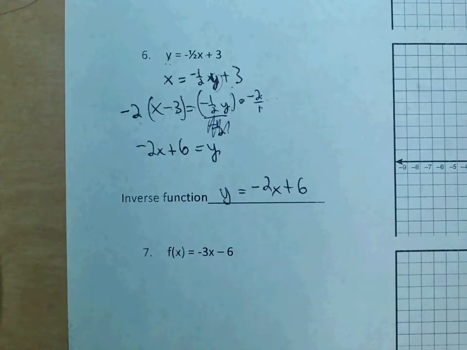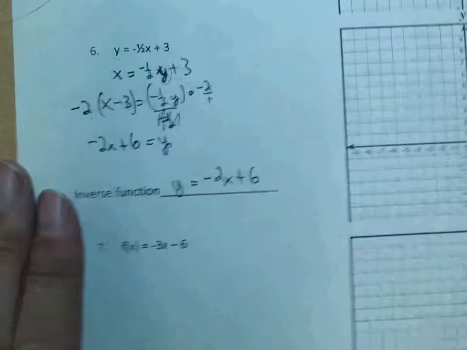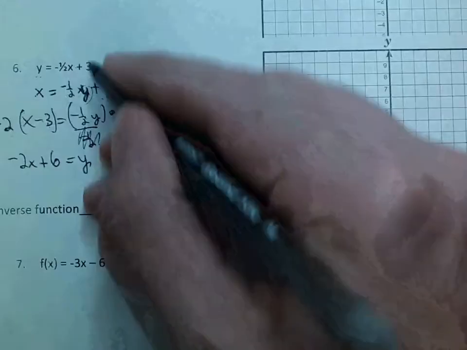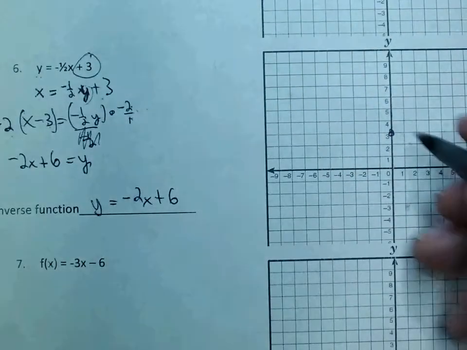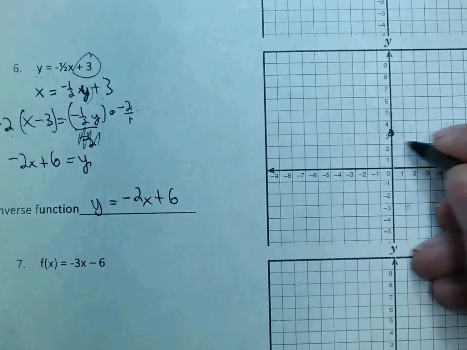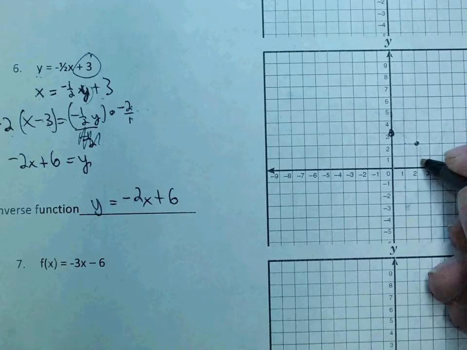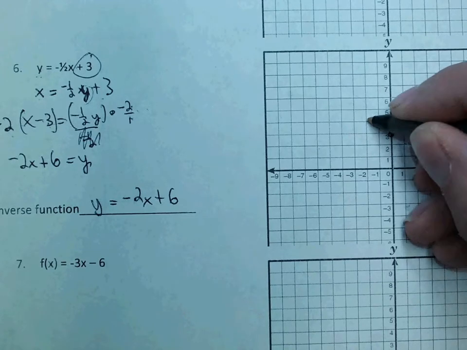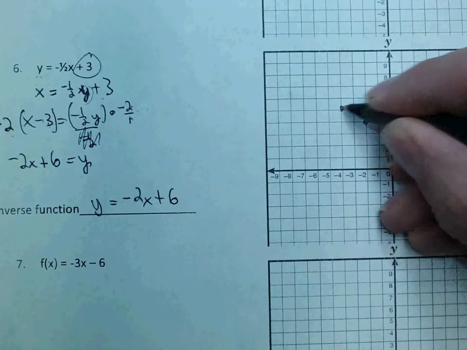Now it's said to graph both the function and its inverse. So the original function had a y-intercept at 3. This was the y-intercept. And the slope is negative 1/2. So for every 1 it goes down, it goes over by 2. Down by 1, over by 2. Down by 1, over by 2. When we go backwards, it's up by 1, to the left by 2. Up by 1, left by 2.